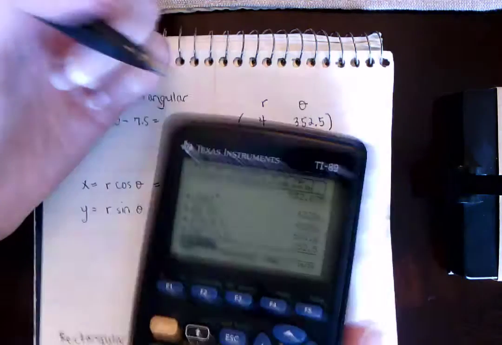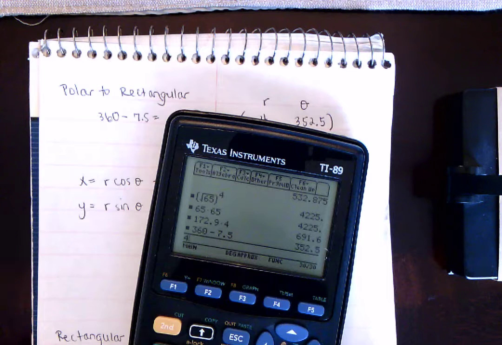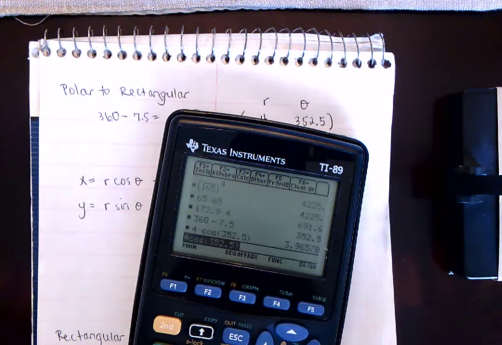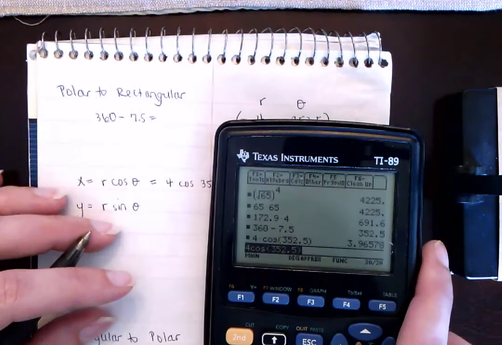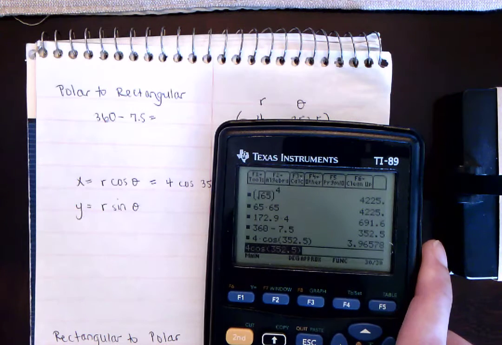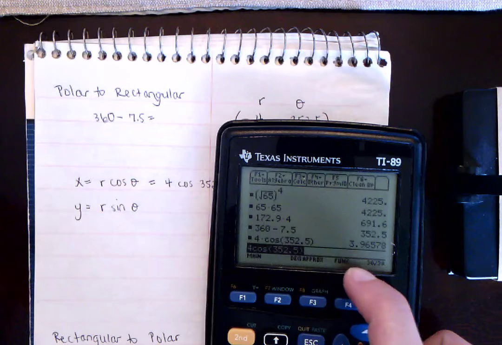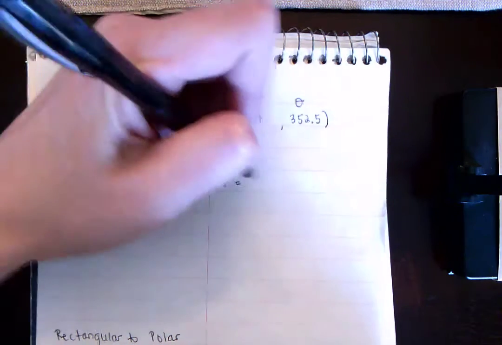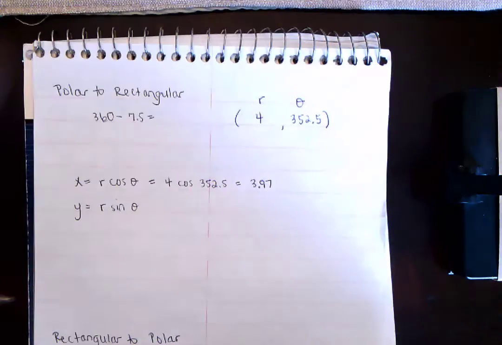And then we're going to figure out what that is, and then we'll do the sine. So 4, and then cosine, and then this answer right here, 352.5. That gives us about 4, but let's say 3.97. So that would be the x-coordinate.